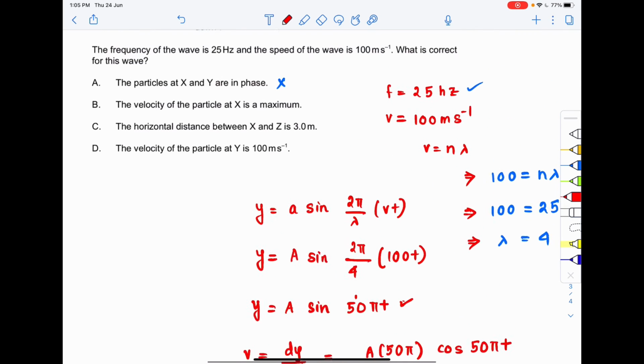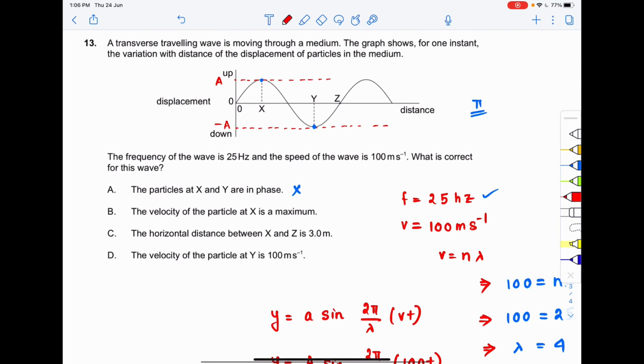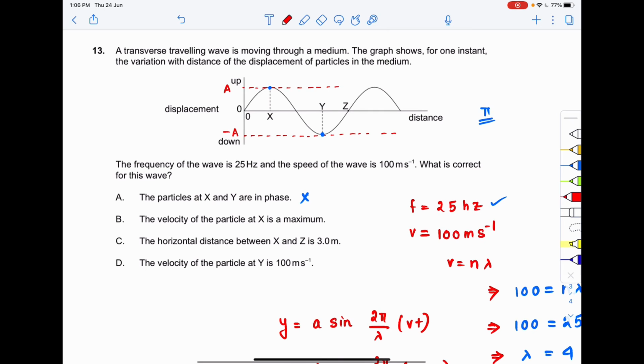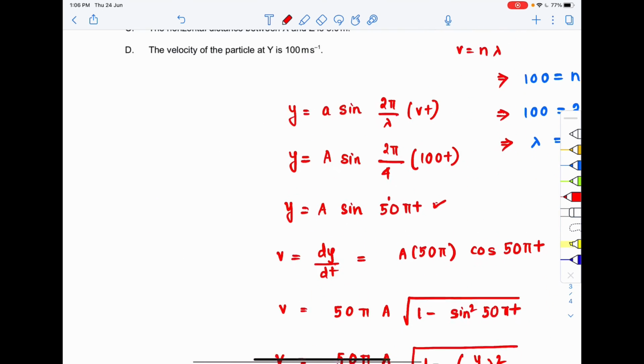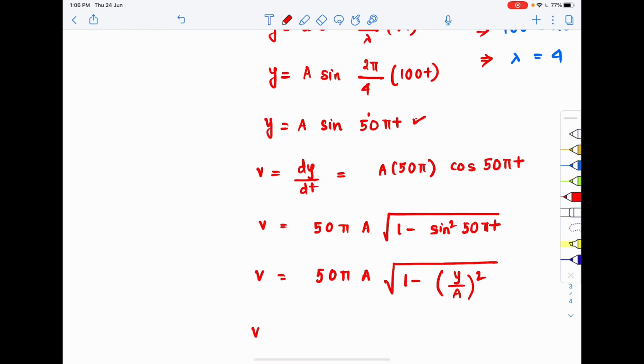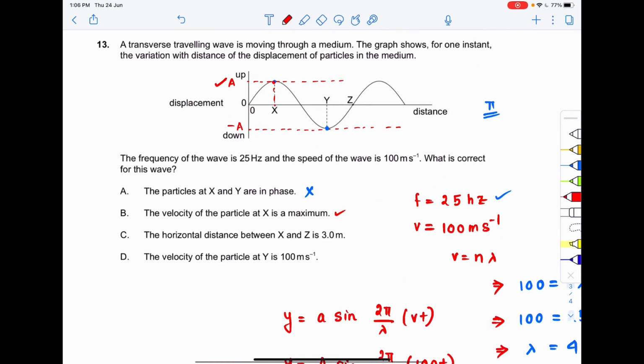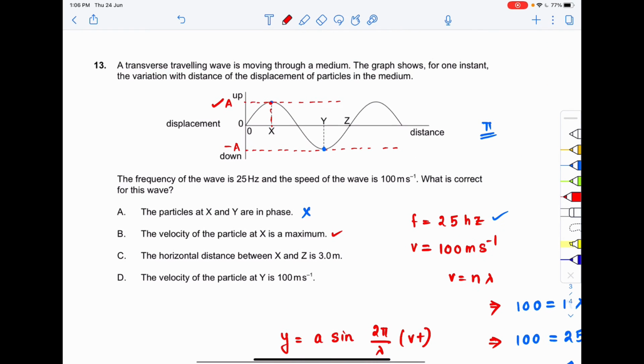Now what is the displacement of the particle? We want to find the velocity of the particle at x. The displacement of the particle at x is A, since it's at the maximum amplitude. Substituting, velocity equals 50πA root of 1 minus (A/A) whole square. If you solve this, it comes out to be 0. So the velocity of the particle at x is 0, and option B is wrong.